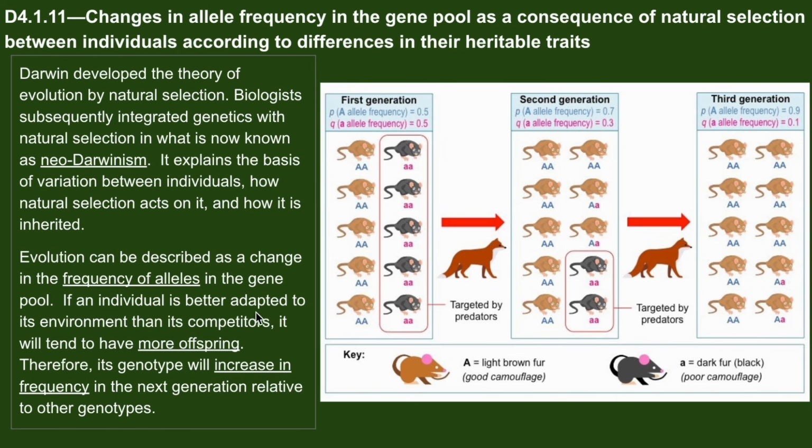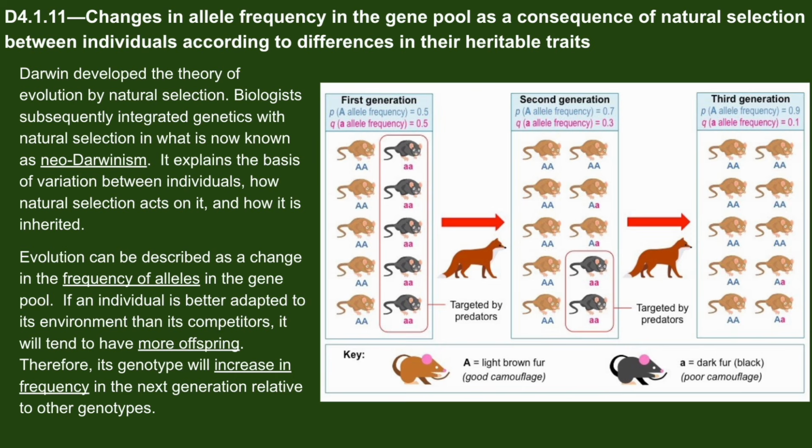If an individual is better adapted to its environment than its competitors, it will tend to have more offspring. Therefore, its genotype will increase in frequency in the next generation relative to other genotypes. Make sure you can use this vocabulary when discussing natural selection, be able to connect it with what we know about genetics.